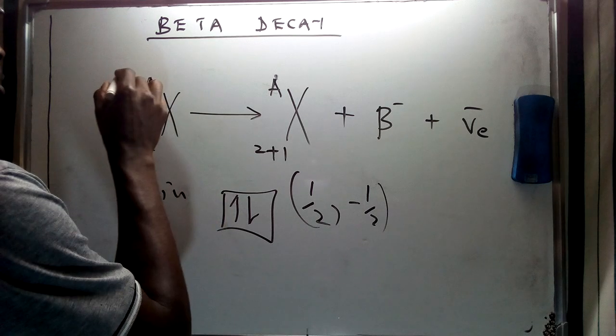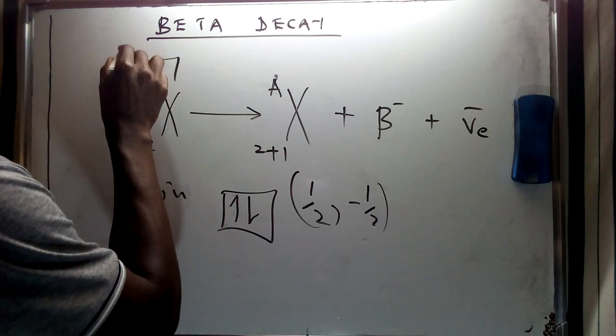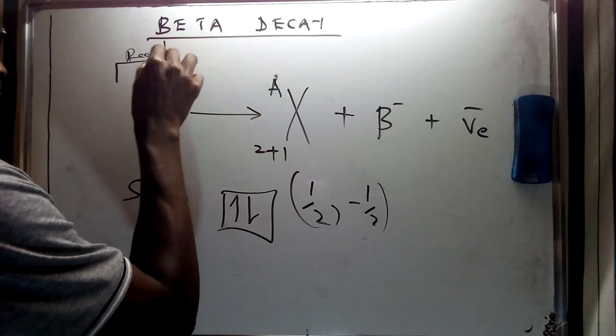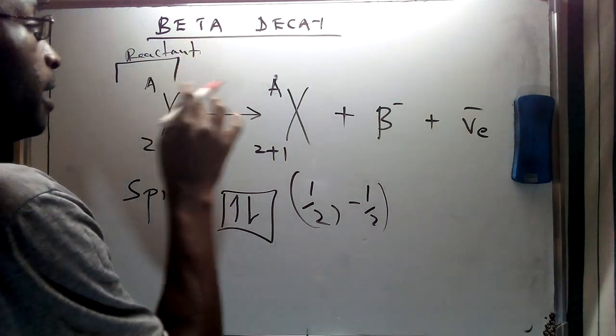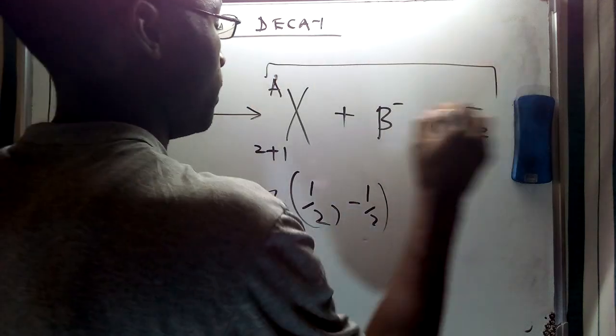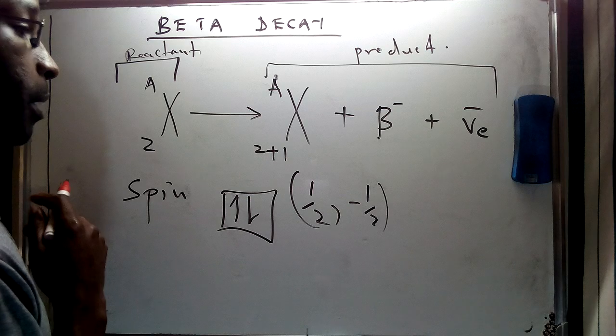So in this case, if you consider this general equation to be like a chemical equation, we're going to have this one acting in the role of a reactant, and this is going to act as a product on the right side of this specific nuclear equation for the beta decay.